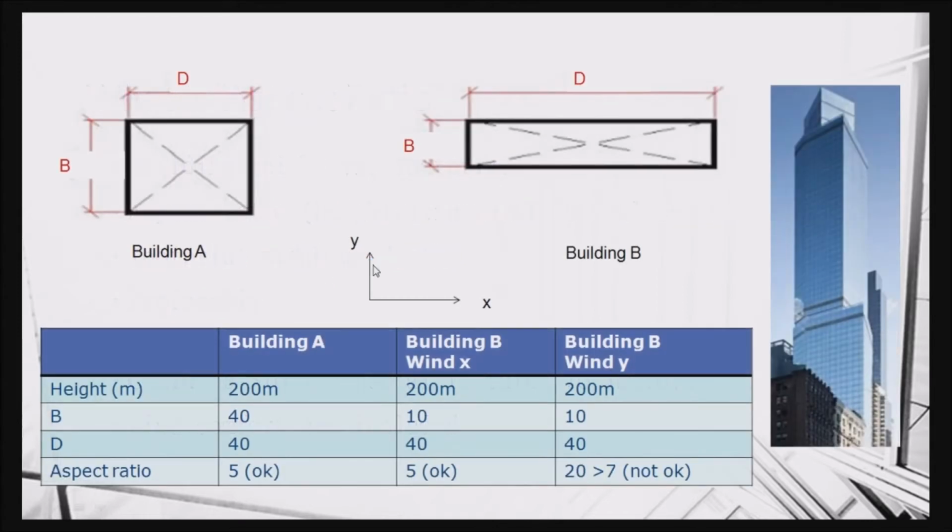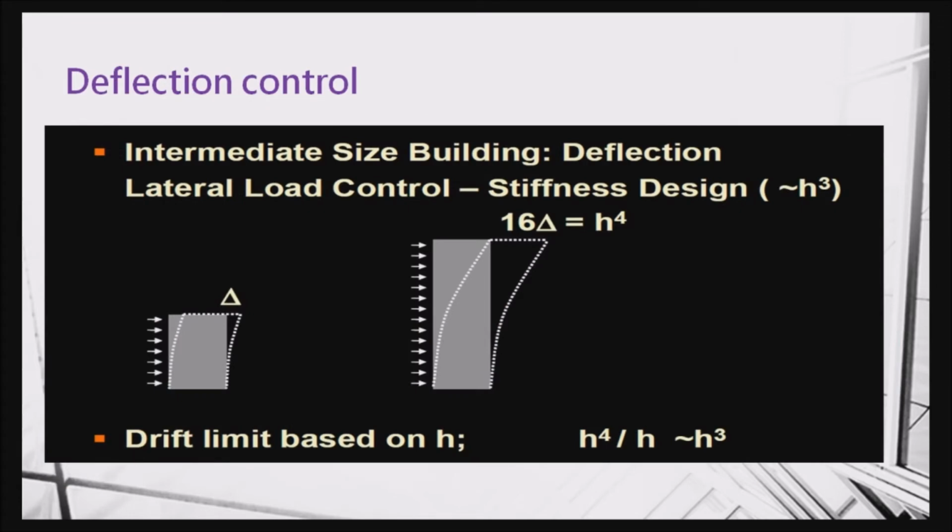For example, this is building B, considering the y direction. This is about 10 meters, and you just use the height 200 divided by 10, and you will see the value is 20. You can see this is a very slender building. You can regard this as a very difficult building for design.